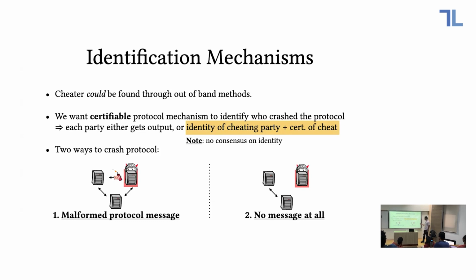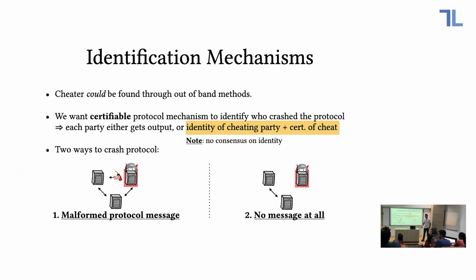So there are basically 2 ways that you can cheat a protocol, right? One is to send a protocol message that's not well formed. The other is to just not send a message. And not sending a message is not very well defined in the asynchronous setting, because if I don't receive a message from someone, it could be because they are corrupt or because they are just cut off from the network. So at least the standard notion of identifiable abort, I don't think is well defined in the asynchronous setting.